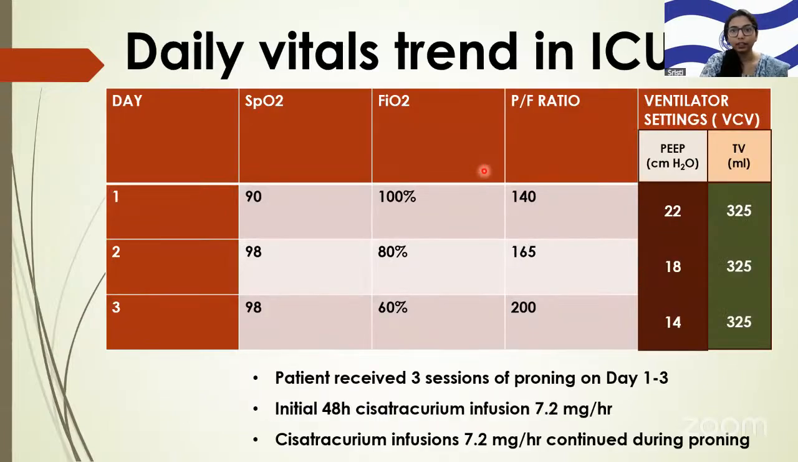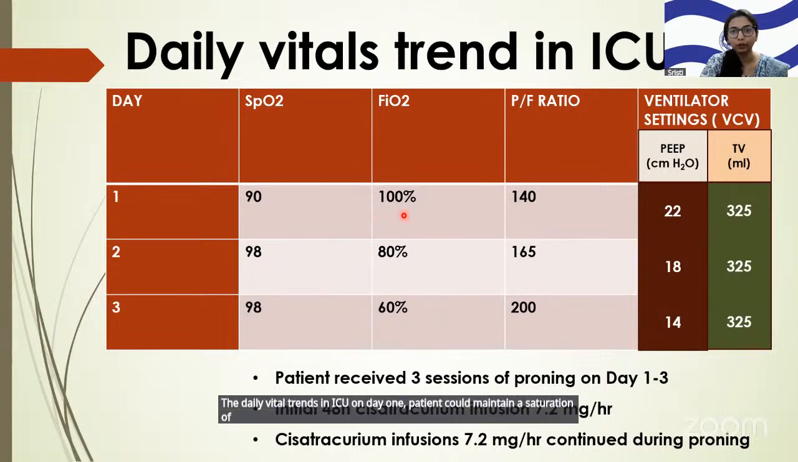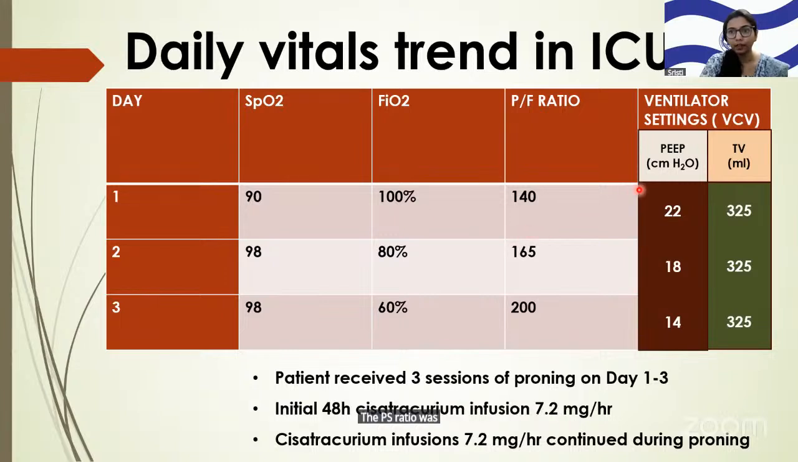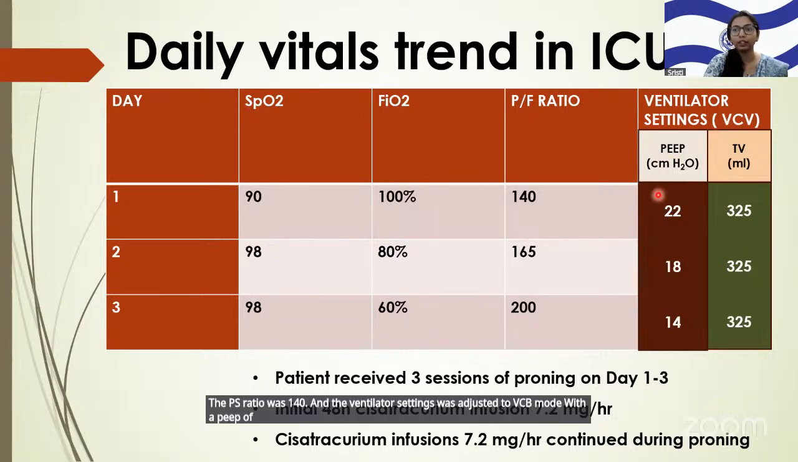The daily vital trends in ICU. On day 1, the patient could maintain a saturation of 90% on an FiO2 of 100%. The PF ratio was 140 and the ventilator settings were adjusted to VCV mode with a PEEP of 22 centimeter of water delivering a tidal volume of 325 ml.